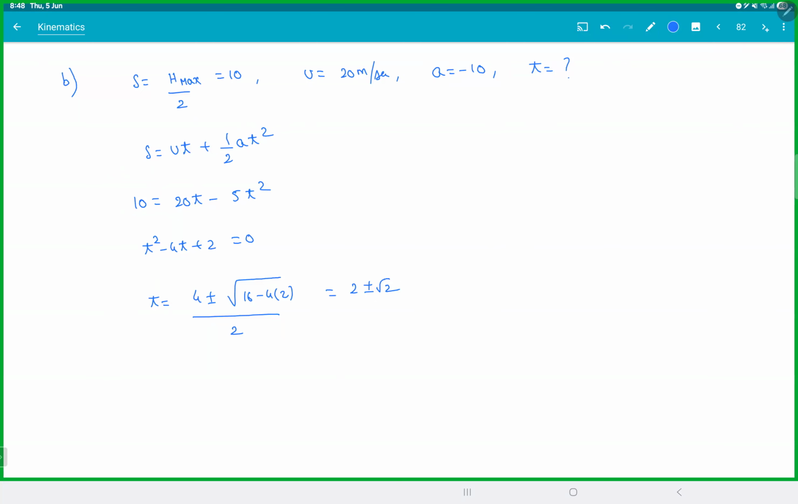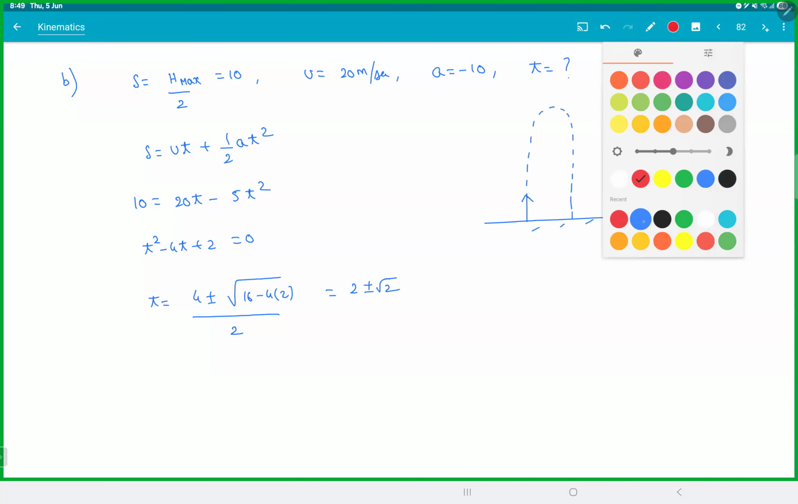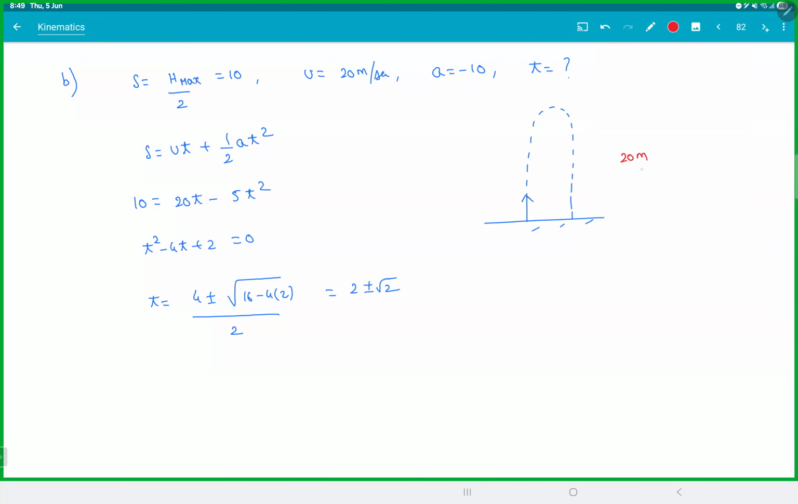I don't know how. Anyway, so why are we getting two answers? Because what did I ask you? I said find the time when you reach a half of H max. I didn't tell you which one exactly. There are two times that happens. One while going up, one while going down, isn't it? The question was simply find the time when you reach H max by 2. So this time will be the smaller time, 2 minus root 2. And this will be the other time, 2 plus root 2. So there are two times when you reach 10 meters. That's where the answer you're getting to.